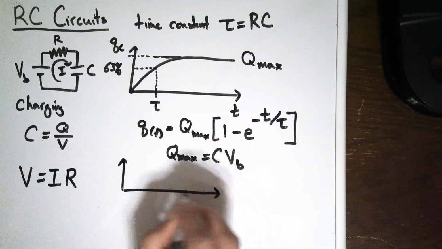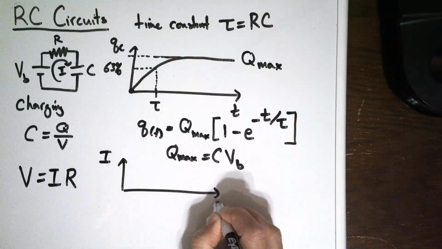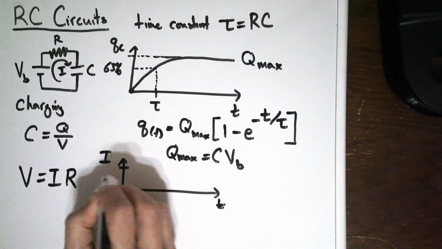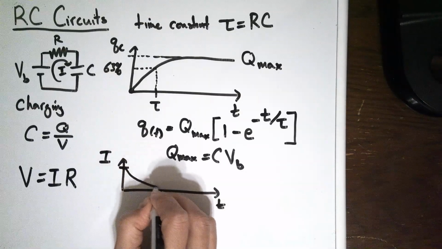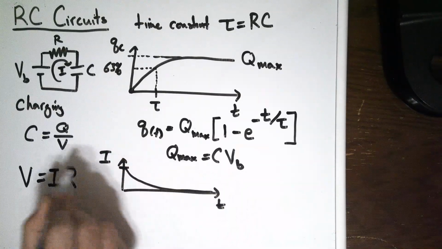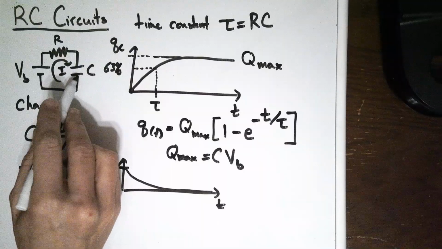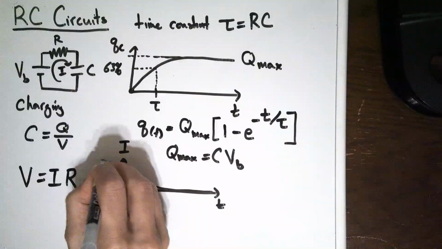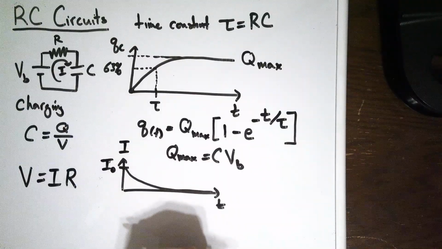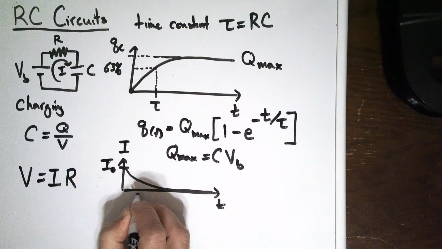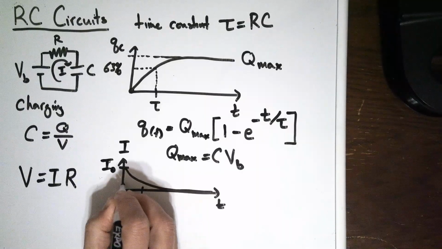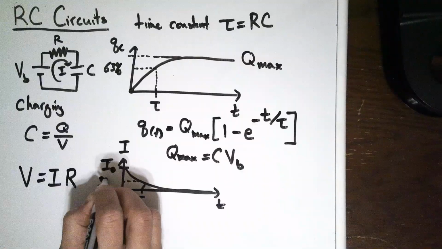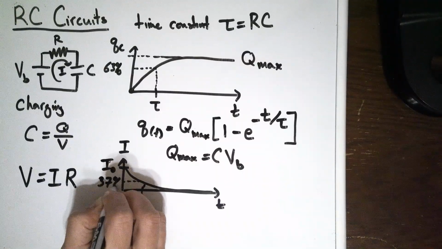All right, so that's the charge on the capacitor. If we want to look at the current through the circuit, well, that's going to start up at some maximum value, and then it's going to decay off to 0. So it starts going really, really fast when you first plug it in and there's no charge on the capacitor. It's at some max value up here, some initial value, and then it dies down. And at the time constant, that's when it gets to 37% of the maximum current.